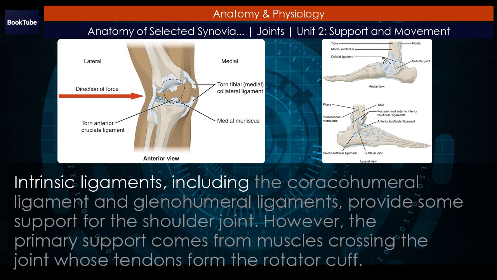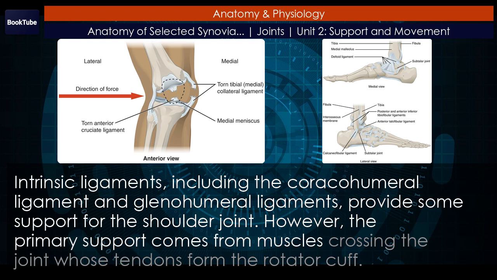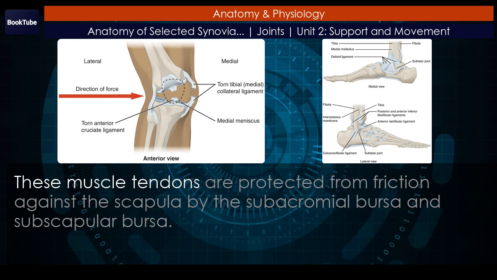Intrinsic ligaments, including the coracohumeral ligament and glenohumeral ligaments, provide some support for the shoulder joint. However, the primary support comes from muscles crossing the joint whose tendons form the rotator cuff. These muscle tendons are protected from friction against the scapula by the subacromial bursa and subscapular bursa.